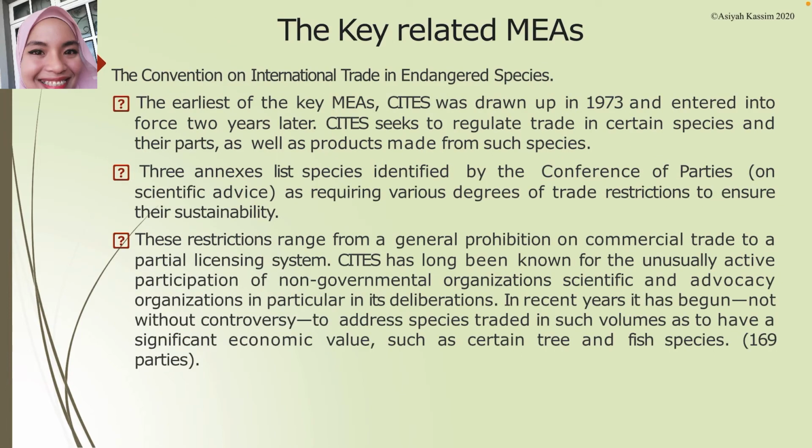MEA number 1 is the Convention on International Trade in Endangered Species. The earliest of the key MEAs, it was drawn up in 1973 and entered into enforcement 2 years later. It regulates trade in certain species and their parts as well as the products made from such species. The restrictions range from a general prohibition on commercial trade to a partial licensing system. In recent years, it has come to address species traded in such volume as to have significant economic value, such as certain tree and fish species.